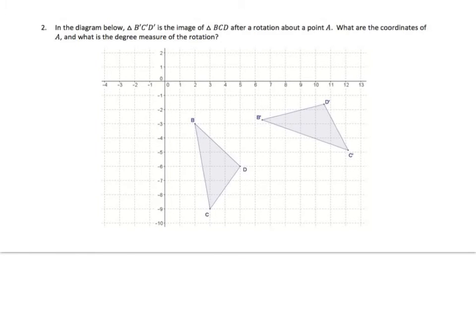Okay, number 2. In the diagram below, triangle B prime C prime D prime is the image of triangle BCD after rotation about a point A. We have to find that point A. What are the coordinates of A, and what is the degree measure of the rotation? We don't know what that is yet, but we do know how to find A.